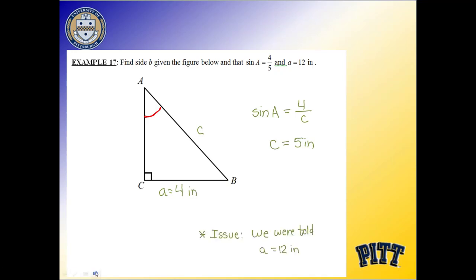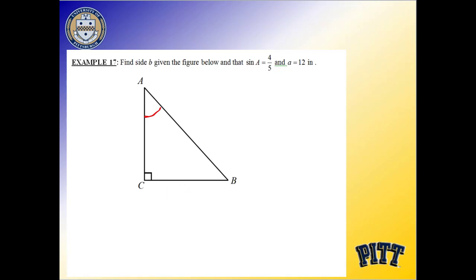That's not the right answer because it's working with the assumption that A is 4 inches and C is 5 inches. Meanwhile, we're told that A is 12 inches. So what I have to do is look at it from this standpoint. A is given to be 12 inches. B and C, I don't know what they are.